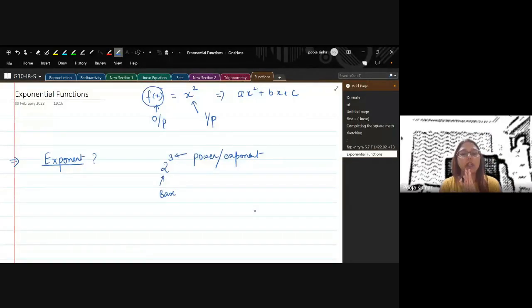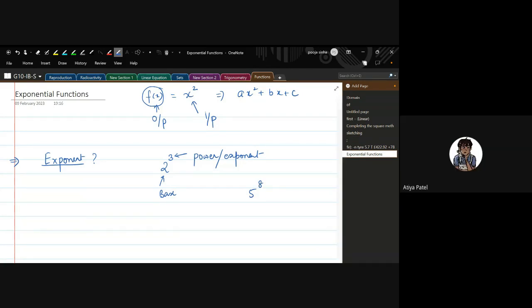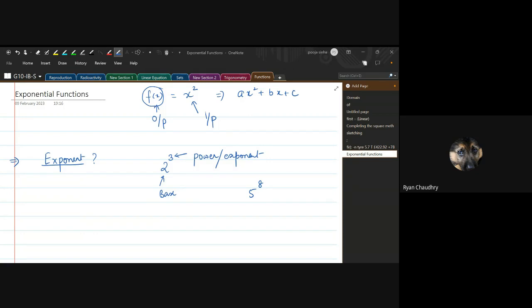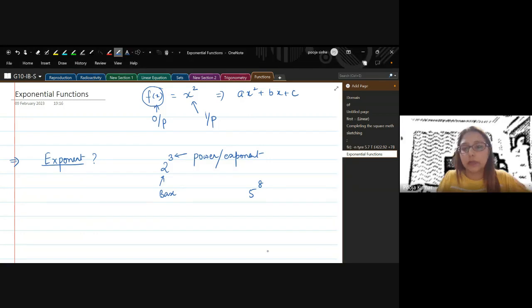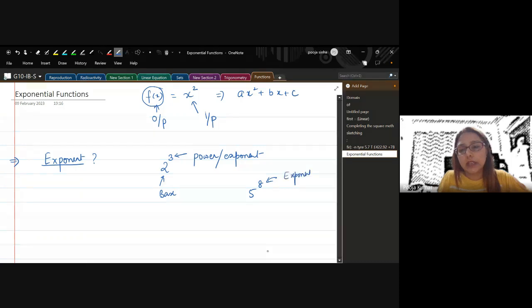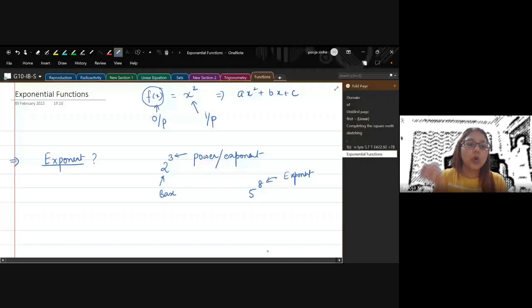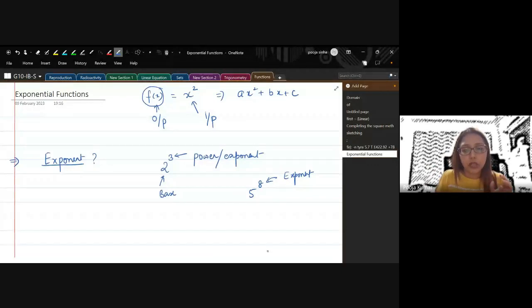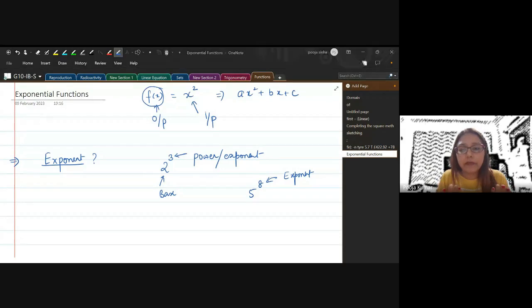So here 2 is the base and 3 is the power, the exponent, right? Similarly, if I write 5 raised to power 8, what is the exponent here? 8. The exponent will be 8. So what I'm trying to say is, exponent is what we learned, which is powers. On the basis of that, we will have exponential functions. Clear?